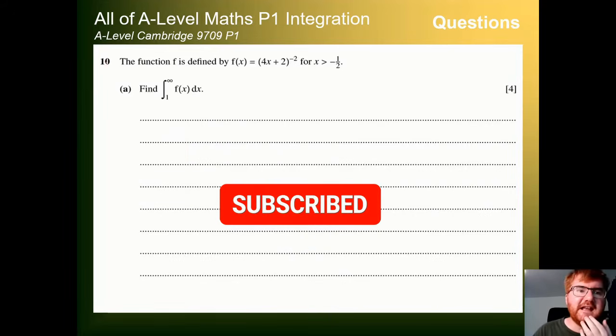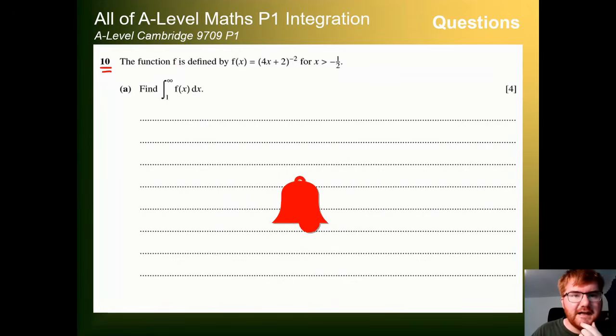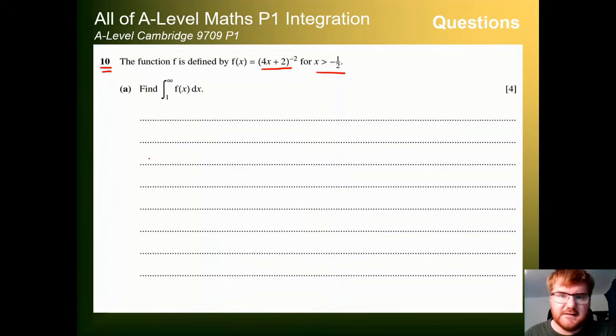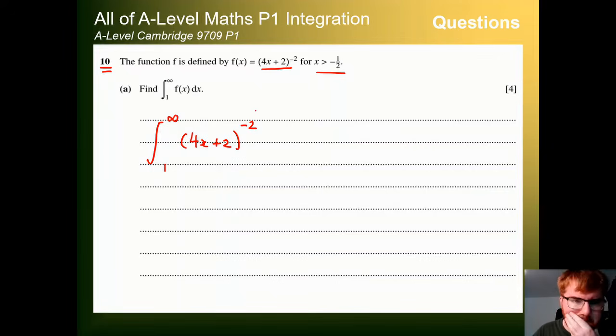Right, on to question 10. So you know it's going to be a toughie. The function f is defined by (4x plus 2) to the power of minus 2, x is greater than minus a half. Okay. And we want to integrate between 1 and infinity of the function. Okay, so let's get started on that. So infinity, don't worry about the infinity symbol. It'll sort itself out, it's fine. So (4x plus 2) to the power of minus 2 here, with respect to x.